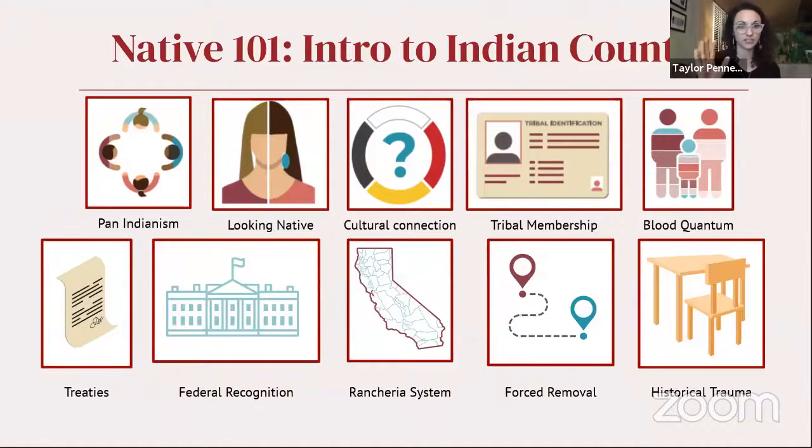And just to expand a little bit on that contemporary Native identity section, these are the specific topics that we discuss. Now, if you're Native in the audience, you are looking at these things and you're probably going to be very familiar with them. Many of these topics are extremely personal and controversial within the Native community. Things like looking Native, blood quantum, tribal membership, but also topics like historical trauma, how the youth of today, even us, our generation, feels the deep impacts of colonialism still to this day.